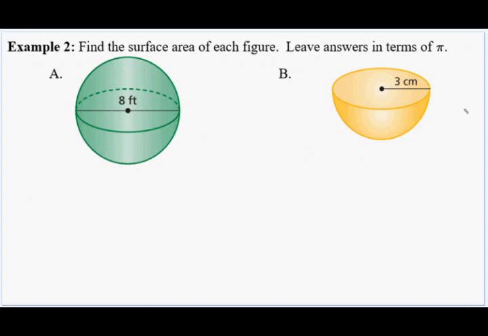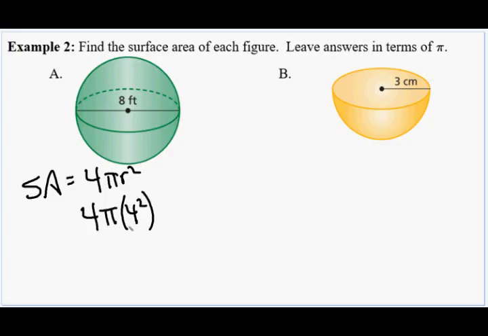So in example 2, they want us to find some of these surface areas. So let's break out our new formula. Surface area is 4 pi r squared. This 8 is the diameter, so we're going to cut that in half. 4 times pi times 4 squared. 4 squared is 16. 16 times 4 is 64. So we have 64 pi. Our units would be feet squared. The directions do tell us to leave it in terms of pi.